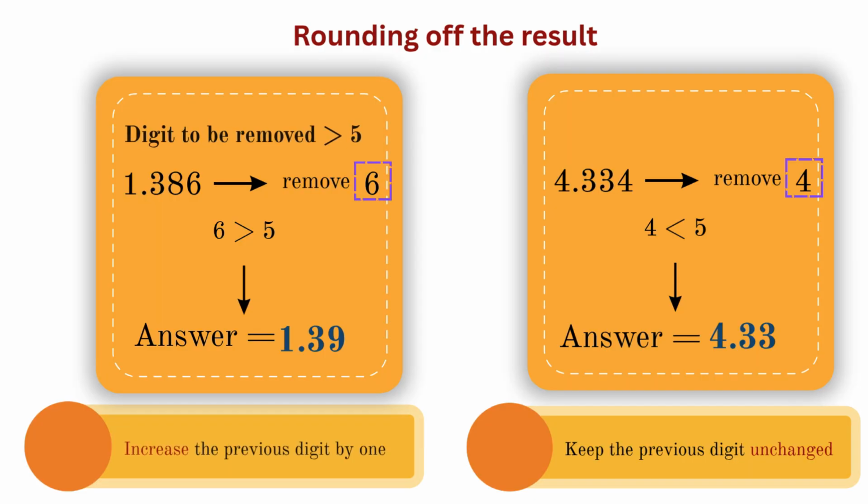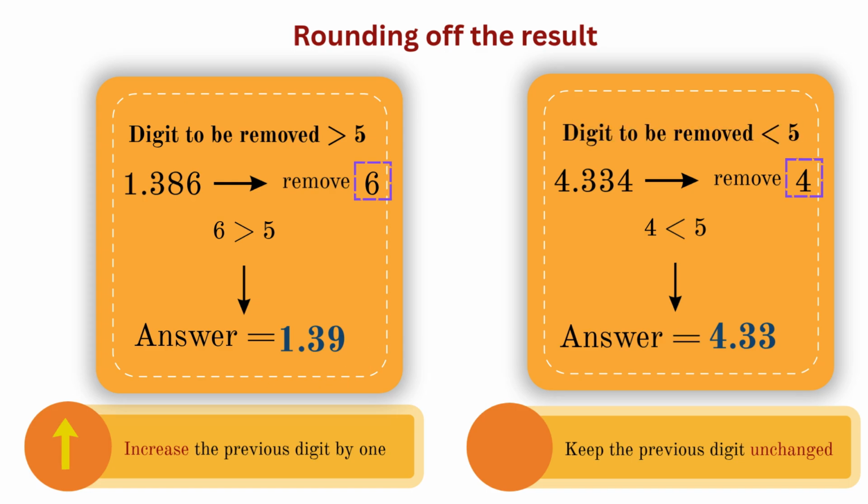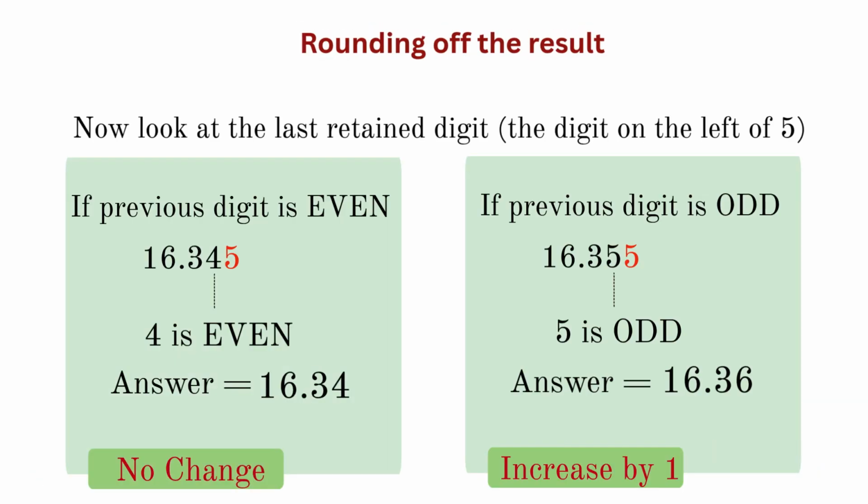Now let's see rounding off. If the digit being removed is greater than 5, increase the previous digit by 1. For example, 1.386 will become 1.39. If the digit being removed is less than 5, keep the previous digit unchanged. For example, 4.334 will become 4.33.